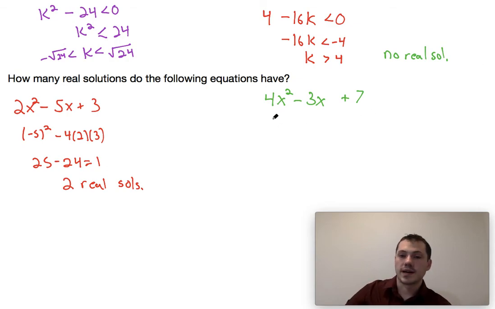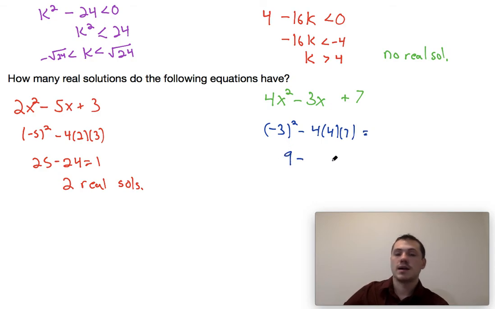For this equation right here, same thing, negative 3 squared minus 4 times a times c. We would have 9 minus 4 times 4 is 16, times 7 is 112. And this would give us negative 103. Now, even if we didn't want to figure out if it was negative 103, once we could see that it's negative, we know that this is going to be the case where we have no real solutions.